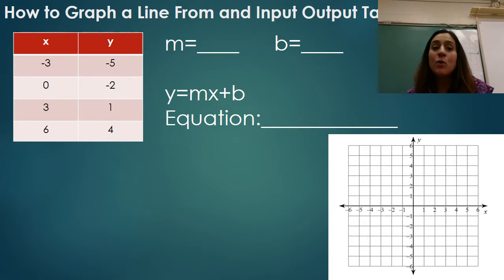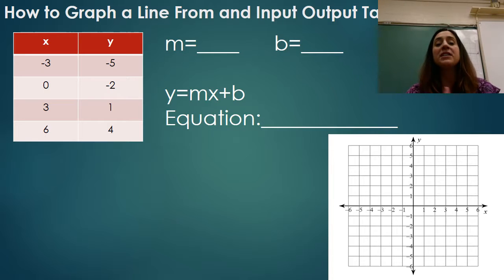I just wanted to let you know what we're going to be doing today. Today we're going to be learning how to come up with an equation from an input-output table. Once we have an equation, we're going to be able to graph it in slope-intercept form. The first thing I like to find is my slope.